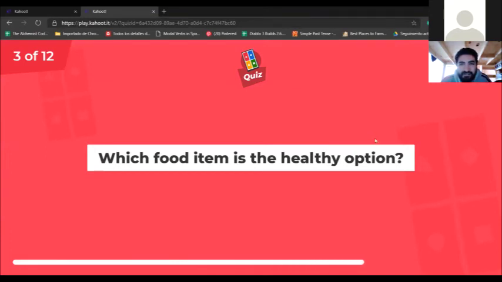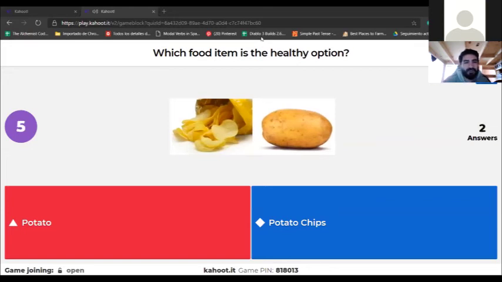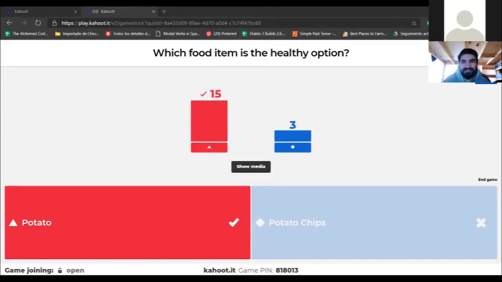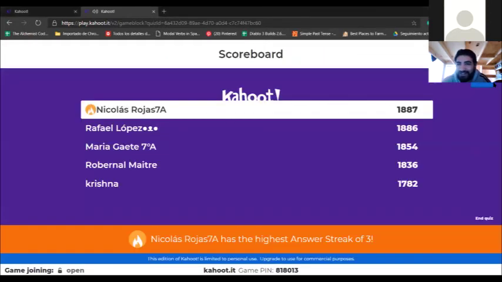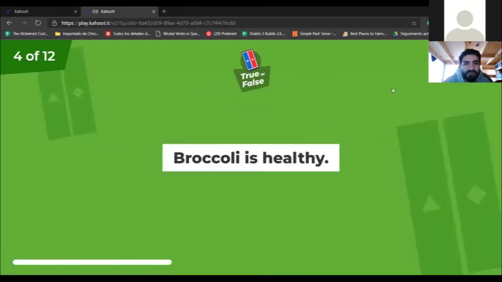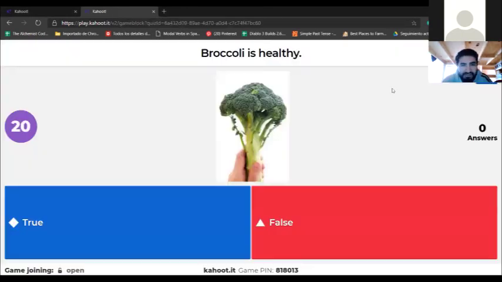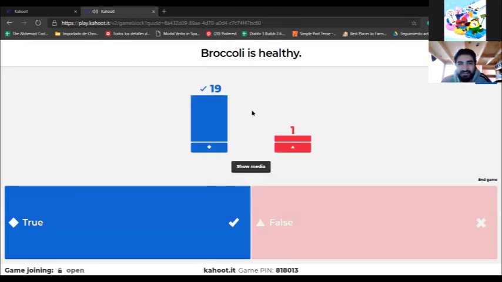So, which food item is the healthy option? ¿Cuál es el saludable? Potato chips or potato? Which one? The potato. The potato chips are not healthy. True or false? Broccoli is healthy? Yes or no? True or false? Es verdadero. Excellent, true.